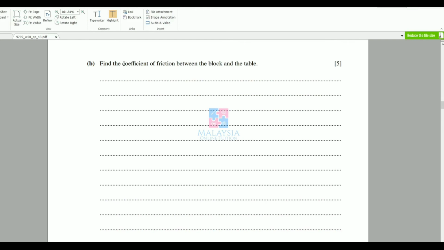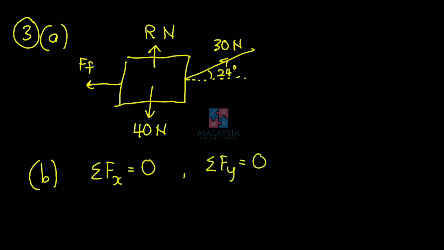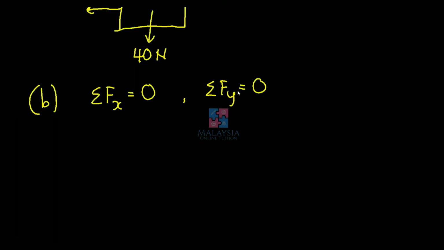And finally, for part B, find the coefficient of friction between the block and the table. For part B, please remember that we have limiting equilibrium for this block. So the forces in the x direction must be equal to 0, and the forces in the y direction will be equal to 0 as well. We can start with finding the reaction force. So we do the summation of forces in the y direction equal to 0.